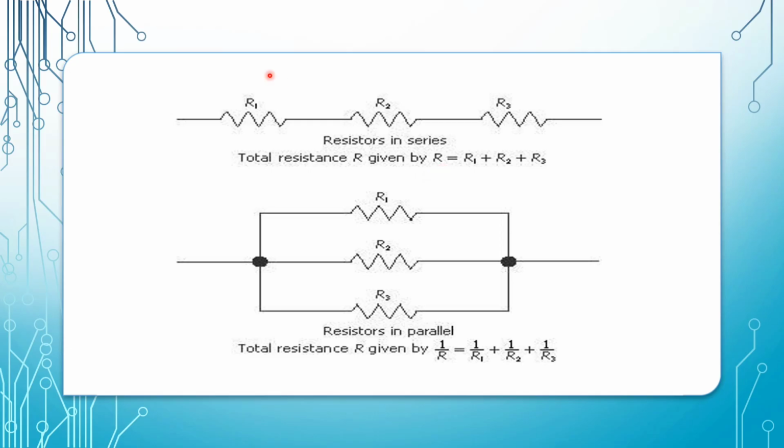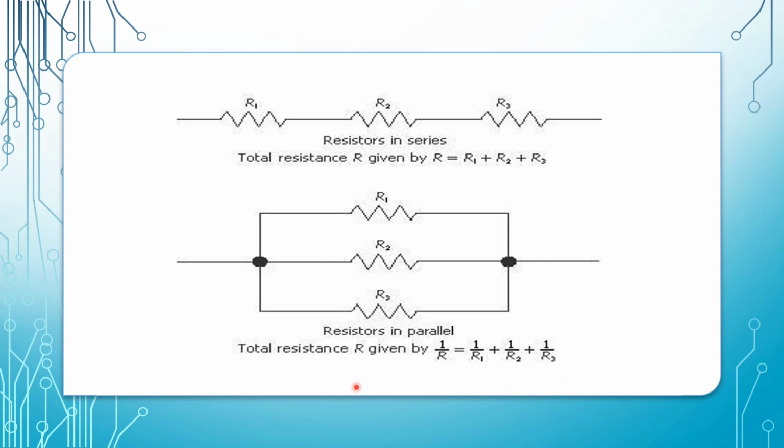So if the resistors are connected in parallel, it will be from top to bottom R1, R2 and R3 between 2 points. Okay, so for resistors in parallel, the total resistance R is given by 1 by R is equal to, as it is parallel, 1 by R1 plus 1 by R2 plus 1 by R3. So here the total resistance is connected in this way.